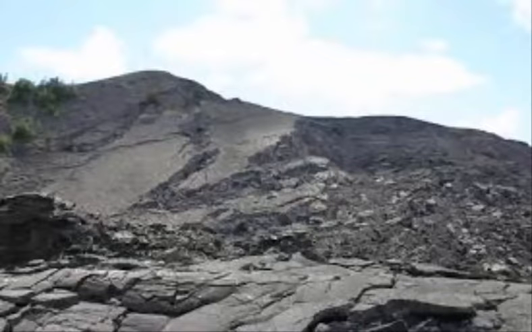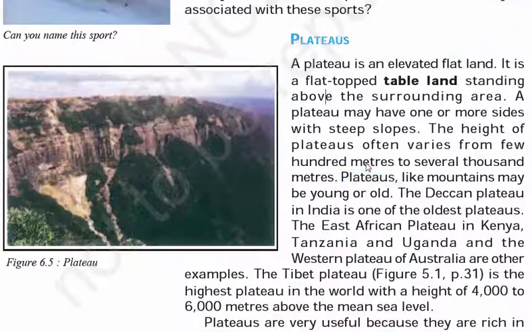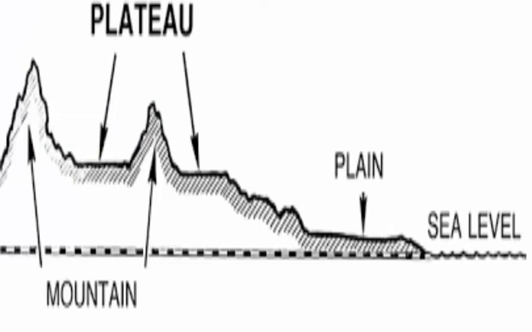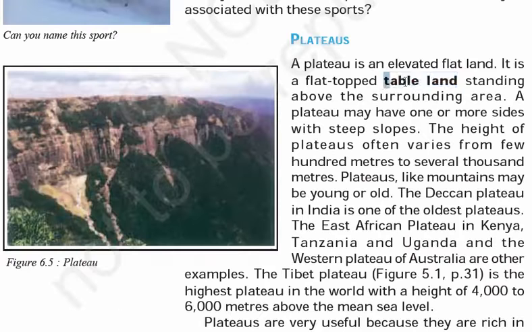That's how volcanic mountains are formed. In page 4, we'll read about plateaus. A point to remember, a plateau is an elevated flat land. It is a flat topped tableland. So remember this, tableland. Plateau is nothing but a tableland.